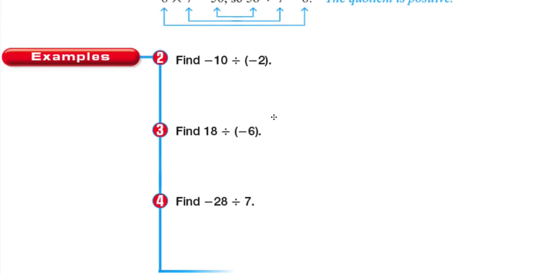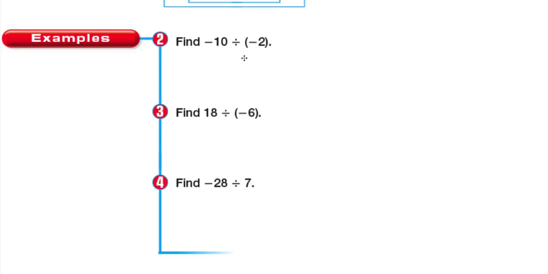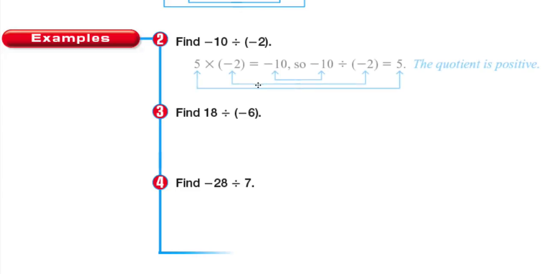Let's see how this works with example number 2. Find negative 10 divided by negative 2 using working backwards. We know for a fact that 5 times negative 2, from the last lesson, is equal to negative 10. A positive times a negative will be a negative. So we have negative 10 and we have negative 2. What's missing would be positive 5. So negative 10 divided by negative 2 gives a positive quotient.